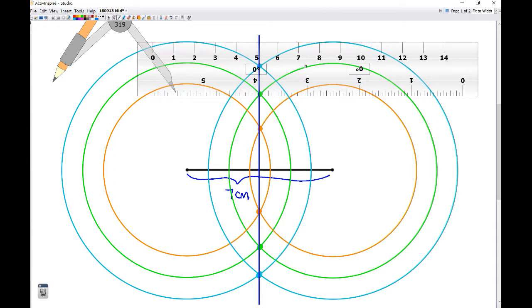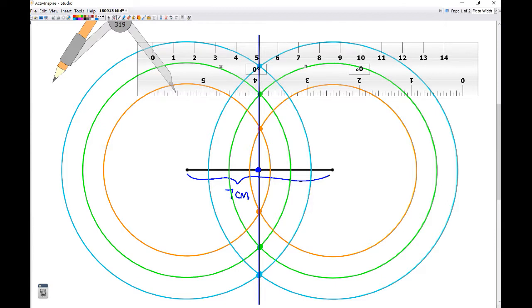All right, now, I want you to put a point where that line we just drew hit the original line segment. So that's right here. So put a point right here. Okay?